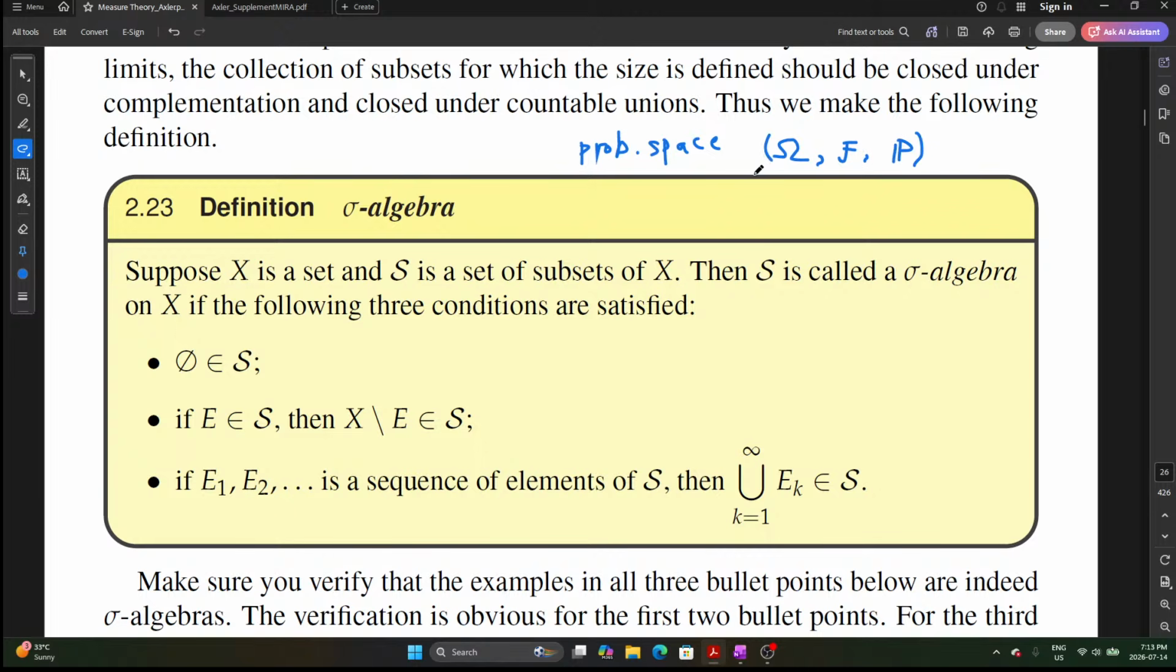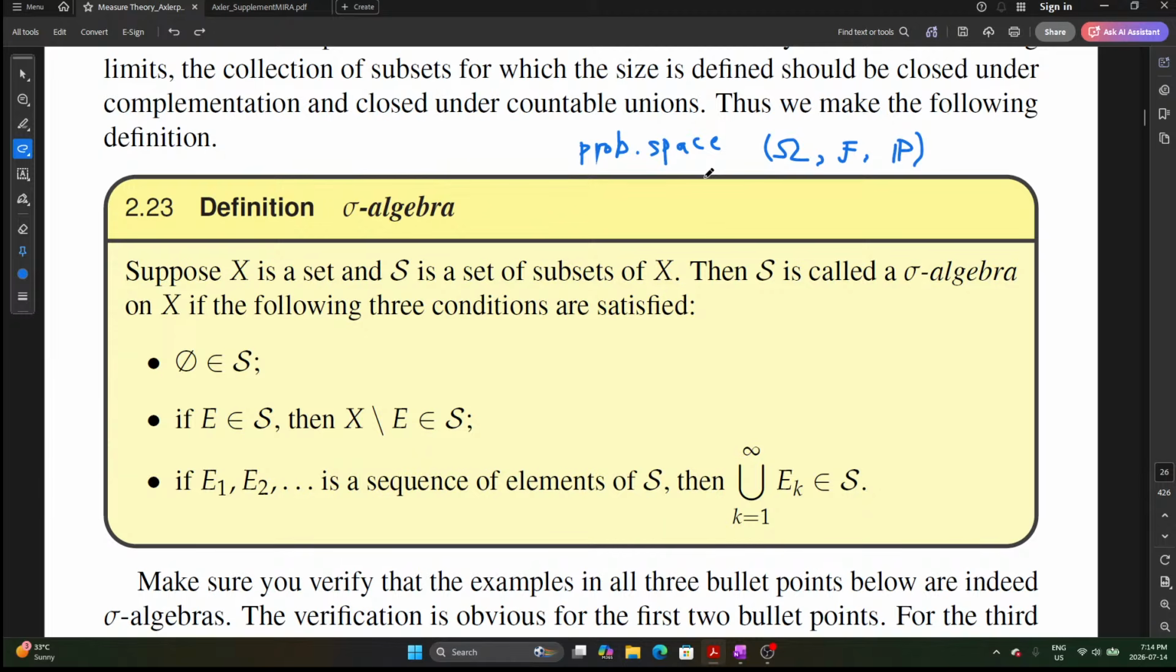It's really written as omega, F, P. Here, omega is the set of outcomes called the sample space, and F, scripted F, is a sigma algebra on big omega. And P is the probability measure, which we will define later. So that's a triple called a probability space, omega, F, P.